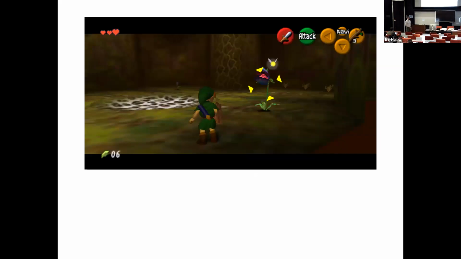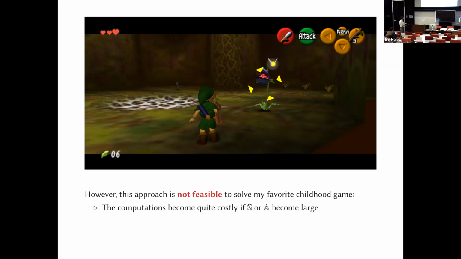So now I can solve my favorite childhood game, right? I just write down everything that I need to know, solve the dynamic programming principle, and be done. But of course, that's not the case, because it's just not feasible. If you actually do that, computations become quite costly if either your state or your action space is large. Here the state space is the number of pixels in your frame times 3, because each pixel has 3 color values. And I don't know what the resolution here is, but you can imagine the state space is quite large.